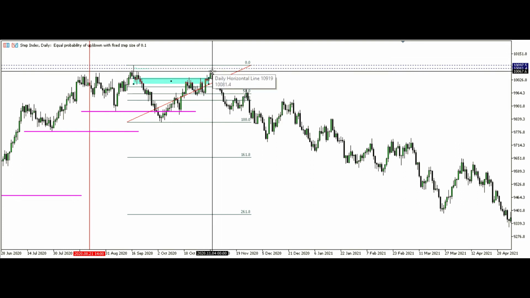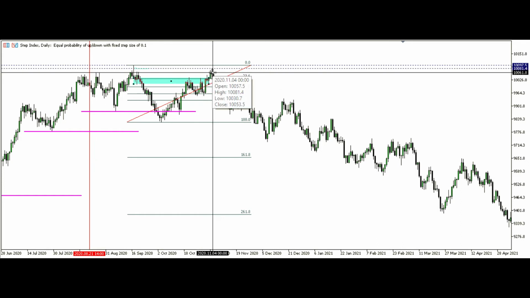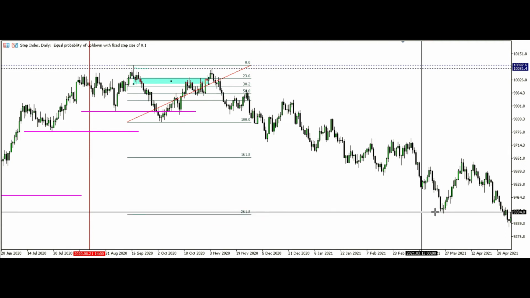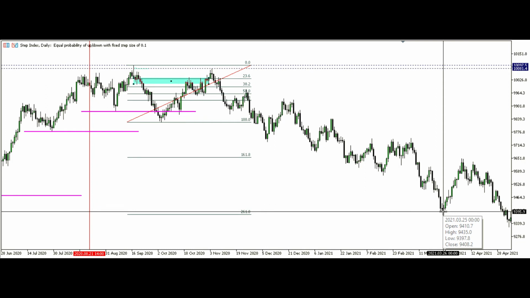So for instance, this was on November 4th, 2020. If you were going to wait till price had gotten here, this is somewhere around March 2021. Were you going to be able to hold your trade all the way from November, December, January, February, March? We're not going to do that.